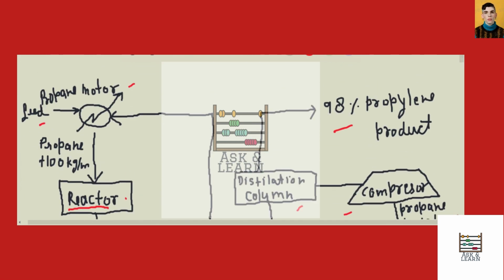Now the distillation column, which is this, is used to separate the hydrocarbons with miscible characteristics based on their volatility. So these were the work of the different objects which are drawn in the chart.